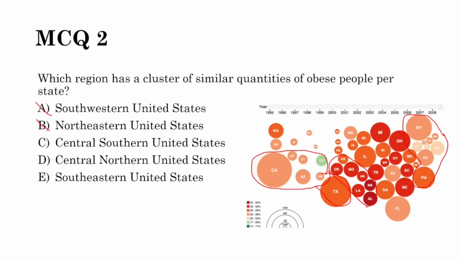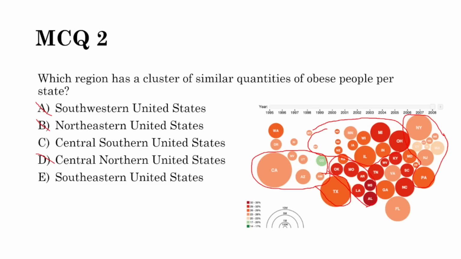All right, would we say that this is a cluster of similar quantities? I would say almost all of these are pretty similar in size, so that's not a bad answer choice. So let's come back to that one. Let's look at D, central northern United States. So we'll include Wyoming in this, all the way over here. Lots of variation here, just like for the Northeast. I would say this is an incorrect answer choice as well.